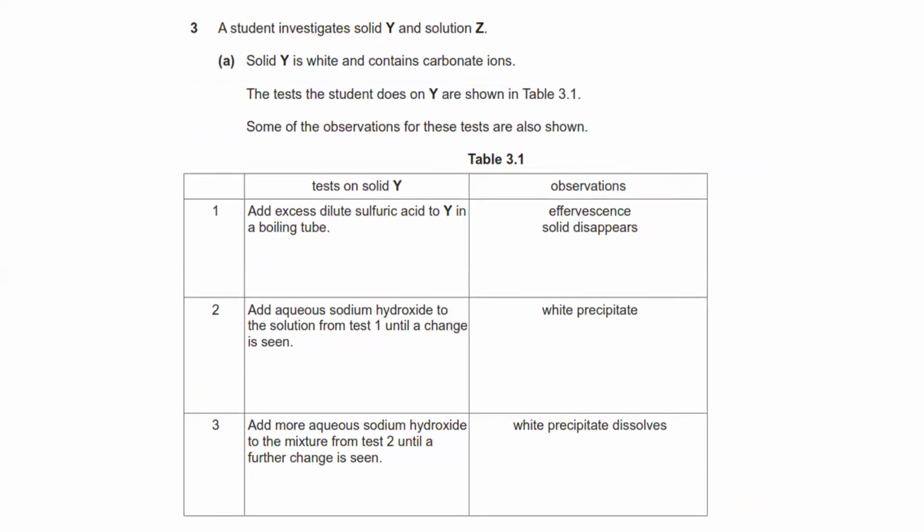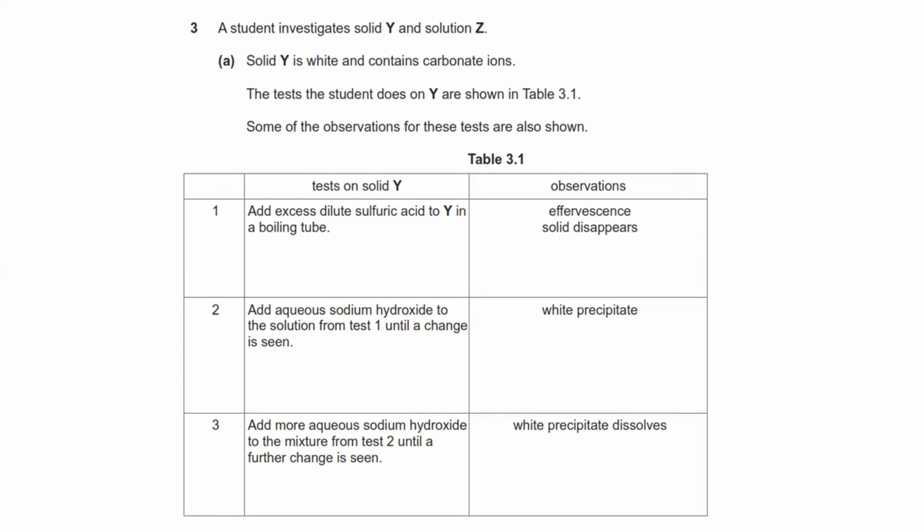So moving ahead, question number 3. It says the student investigates solid Y and solid Z. The solid Y is white and contains carbonate ions. The tests the student does on Y are shown in table 3.1. Some of the observations of these tests are also shown. First test, it says add excess dilute sulfuric acid to Y in a boiling tube, or basically heated sulfuric acid is added to Y.